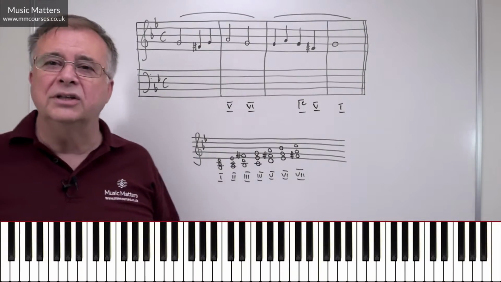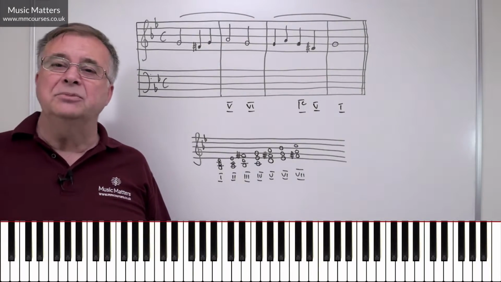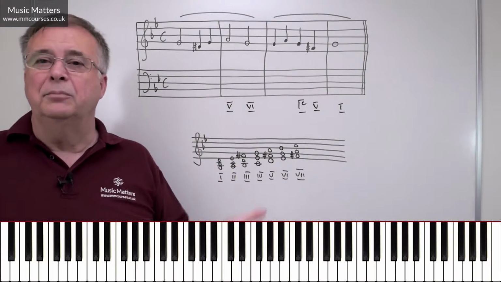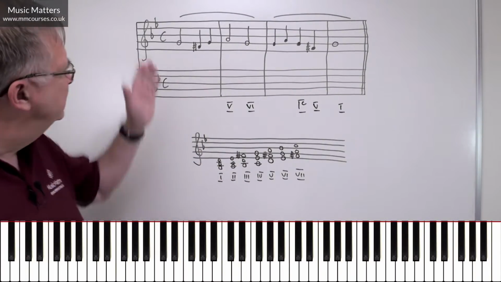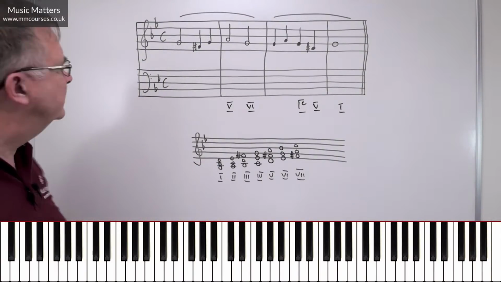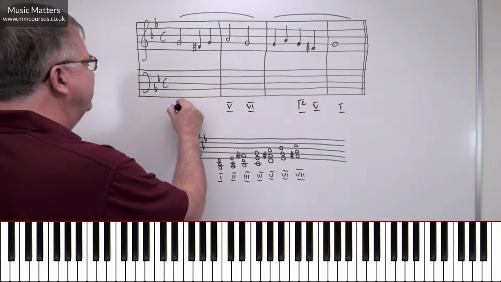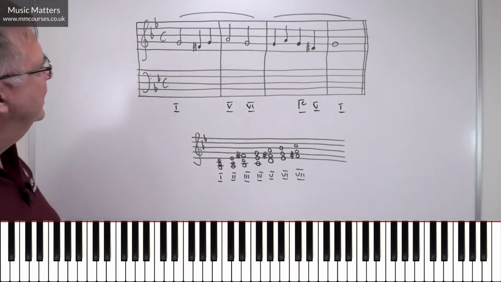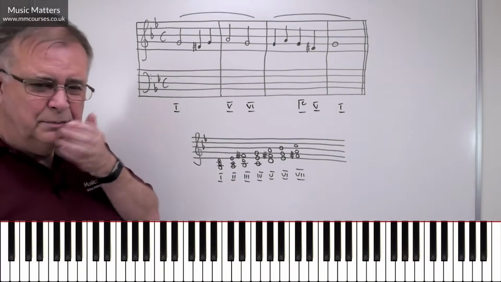Pieces don't always start on the tonic chord, and sometimes if you have an anacrusis, like something before the first bar line, you might start on a chord 5. But this is on the first beat of the bar. Does chord 1 fit G? Well, we know it does. So I think we can fairly safely go for a chord 1 there. So we can do that. We can now go on and look at the next pair of chords.